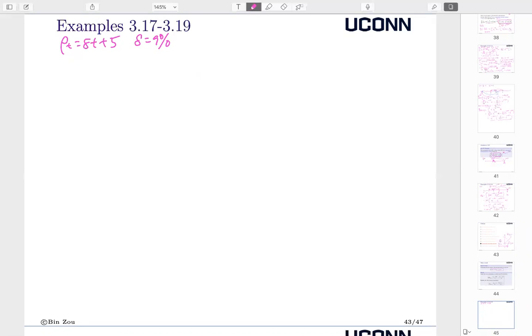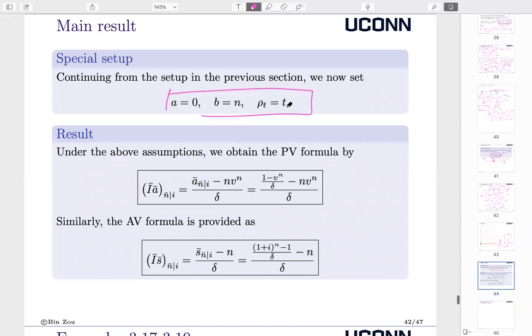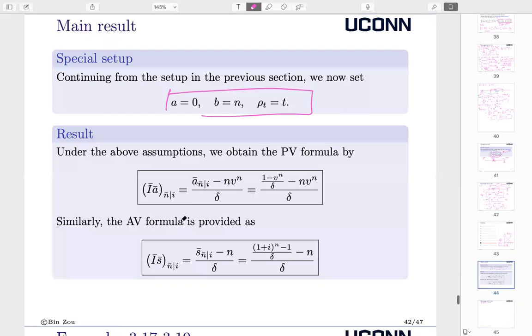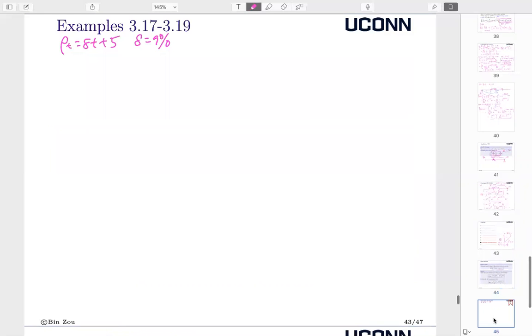First of all, this is a non-standard case because for the standard case, rho t should be t. So according to this, you're going to decompose this as 8 times t plus 5. 5 is a level payment. This is 8 times a special case of this formula. So if you apply the formula, it will be 8 times this plus 5 times the standard continuously payable annuity. But I don't want to do that.